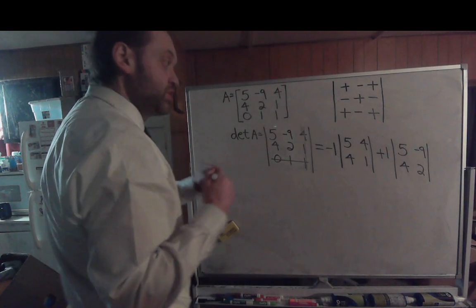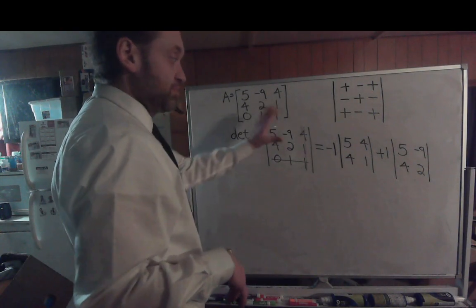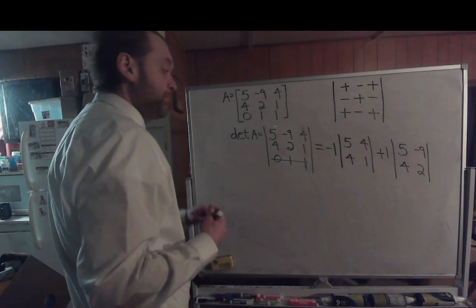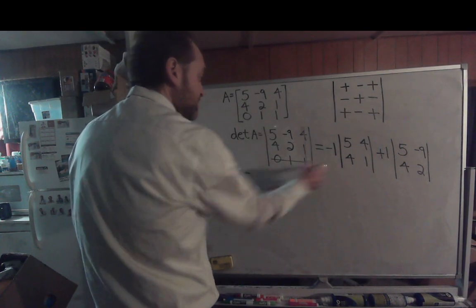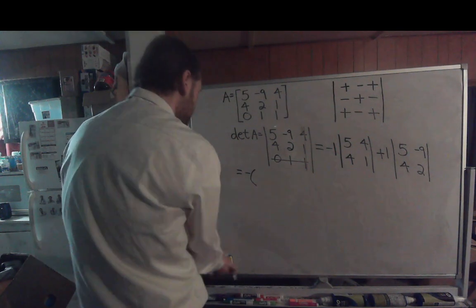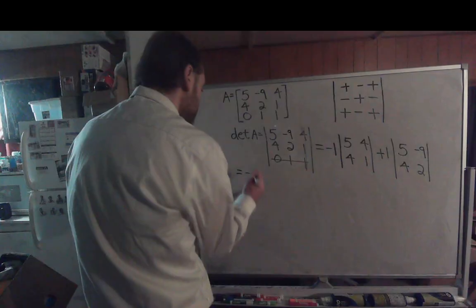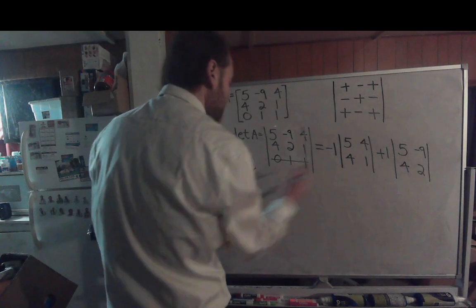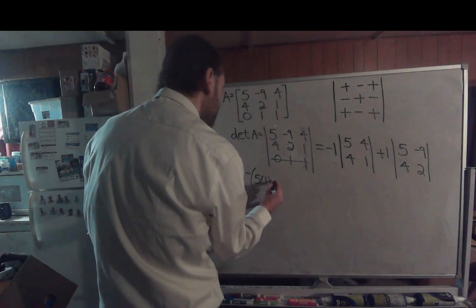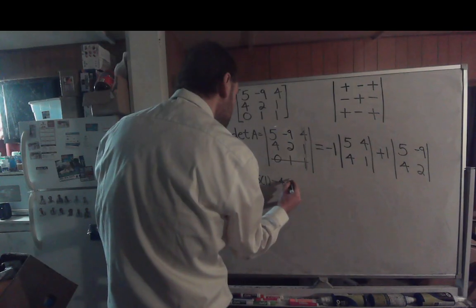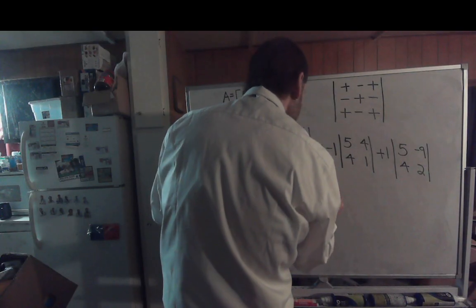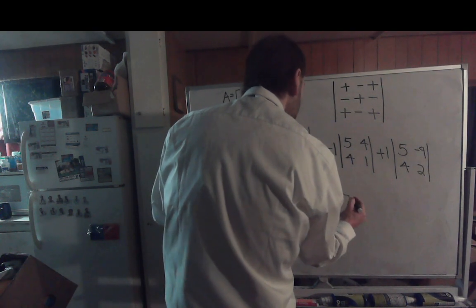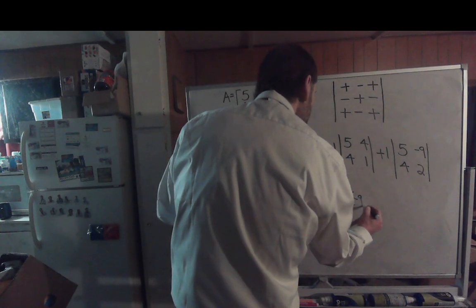So now you only have 2 by 2 determinants to evaluate, as opposed to picking any other row or column, which would give you 3. So let's evaluate those. The negative 1 is literally just negating the determinant of what's here. So we take 5 times 1 minus 4 times 4, plus this determinant here, 5 times 2 minus negative 9 times 4.